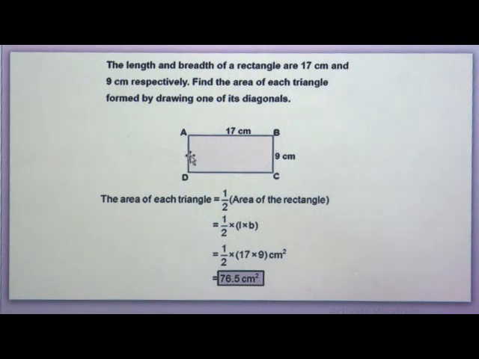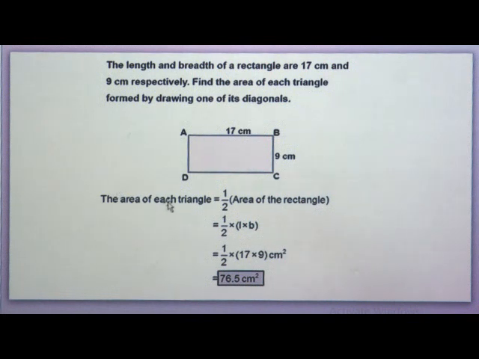No, because now you have learned that when we cut from the diagonal, we get two triangles. So, two triangles are formed. So, find the area of each triangle formed by drawing one of its diagonals. You can draw the diagonal from A to C, or you can draw the diagonal from B to D. In the previous example we had seen, when you cut from the diagonal, we have two separate triangles which were right angle triangles of a rectangle shape.